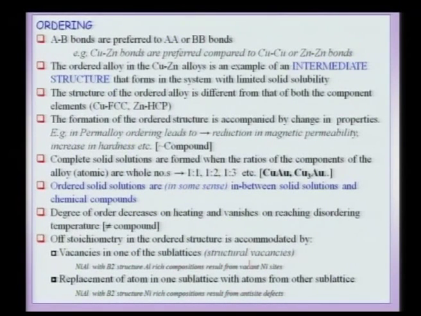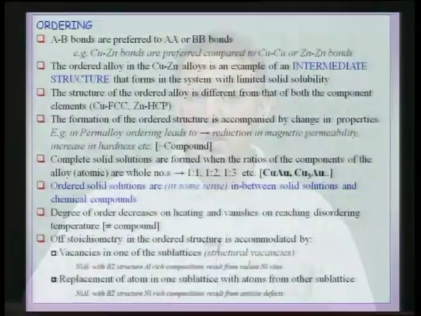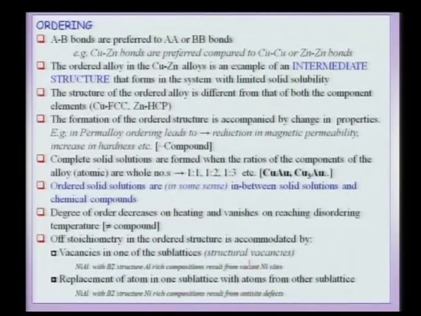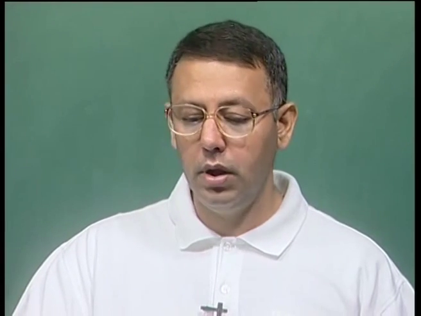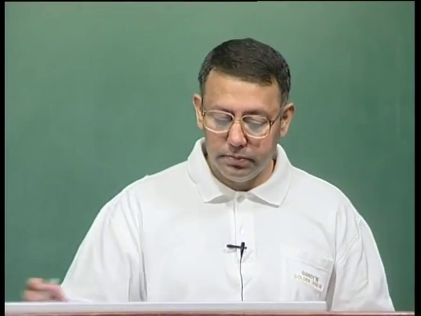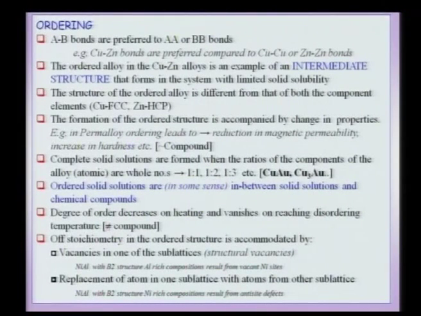So, already we have seen a lot of important things related to ordering, the fact that you can call an ordered structure an intermediate structure. It forms when the AB bonds are preferred, that means bonds of a different kind are preferred compared to bonds of the same kind, which nicely answers some of the questions raised by Arun, wherein we saw that if bonds of the same type are preferred, you would have clustering or segregation. And the important thing which we finally saw is how off-stoichiometry is accommodated in ordered structures.